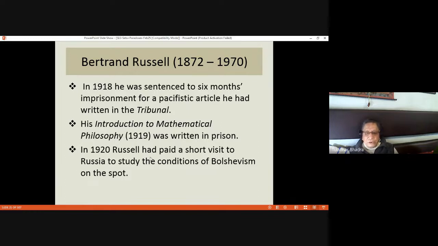In 1920, Russell paid a short visit to Russia to study the contribution of Bolshevism on the spot. But there is one small story about this Russell. In London, there is a park called Hyde Park. It is so popular that anybody can go to this Hyde Park and stand up and give a free lecture. There is no restriction.